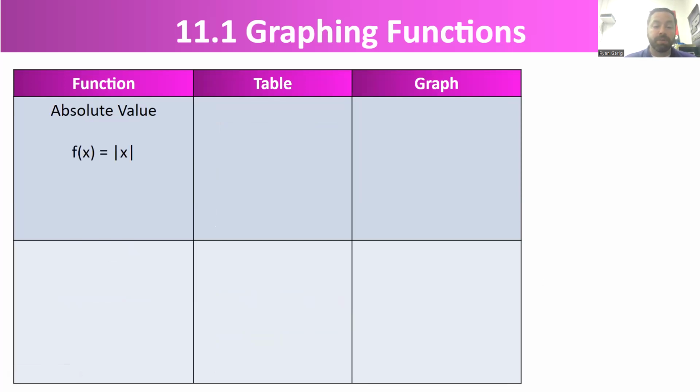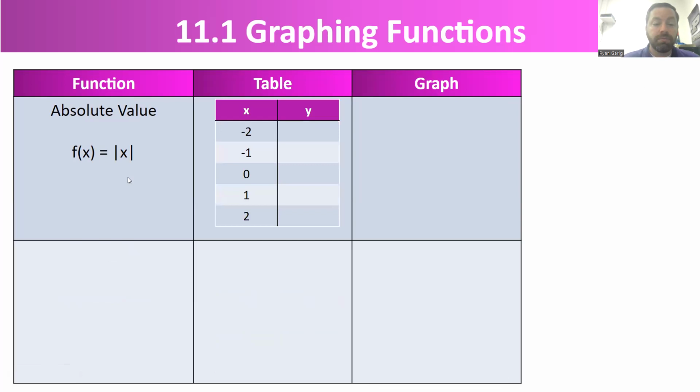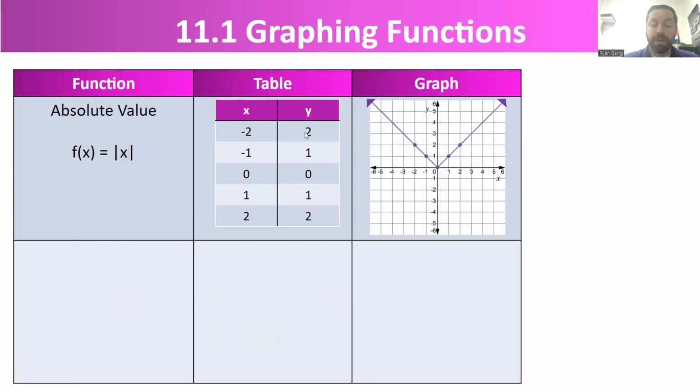This is a very basic absolute value function right here. And what this says is, if I put -2 in here, what's the absolute value of -2? Well, it's +2. What's the absolute value of -1? It's 1. What's the absolute value of 0? Well, it's 0. The absolute value of 1 is 1. And the absolute value of 2 is 2. So let's plot those. -2, +2. -1, +1. 0, 0, 1, 1, 2, 2.